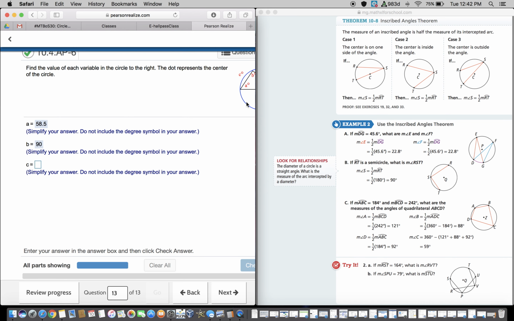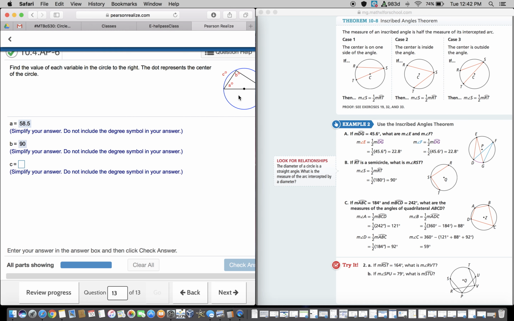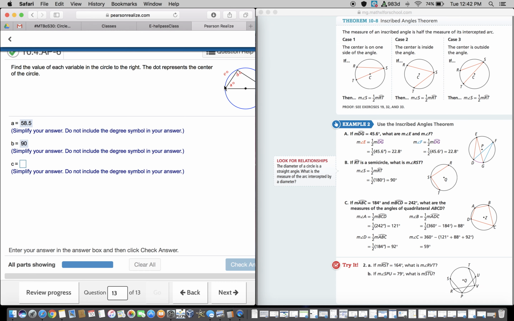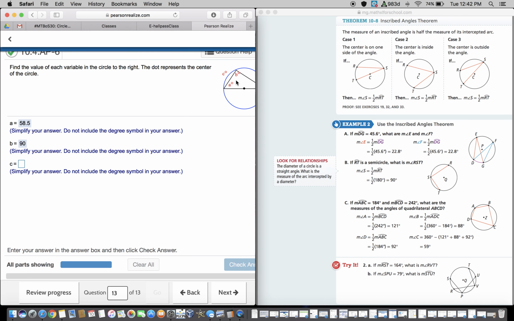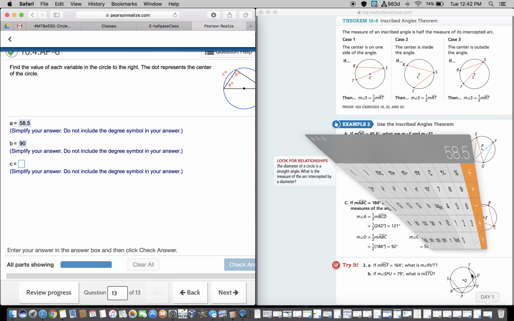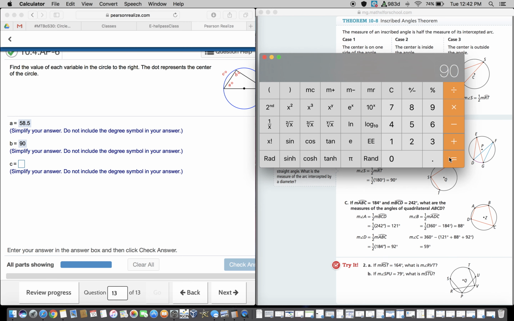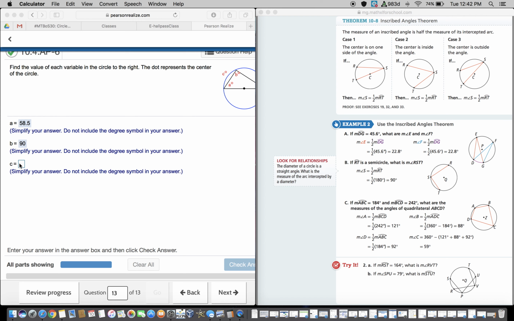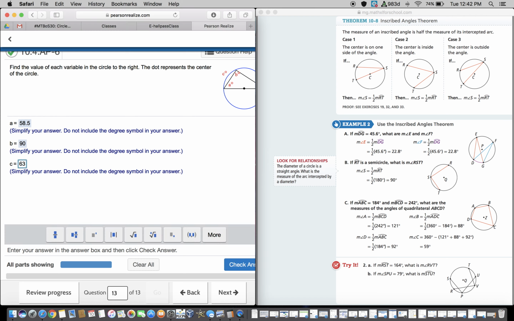All right. Now we want the arc measurement of C, right? So the arc measure of C, again, wouldn't be half, but it would be double. And so if I have 58.5 plus 90, subtract that from 180, I have the angle measure of 31.5. I multiply that by 2, and I get 63. So my answer here should be 63. Again, we're not asking for the angle measurement of this triangle. We're asking for the arc measurement here, right?